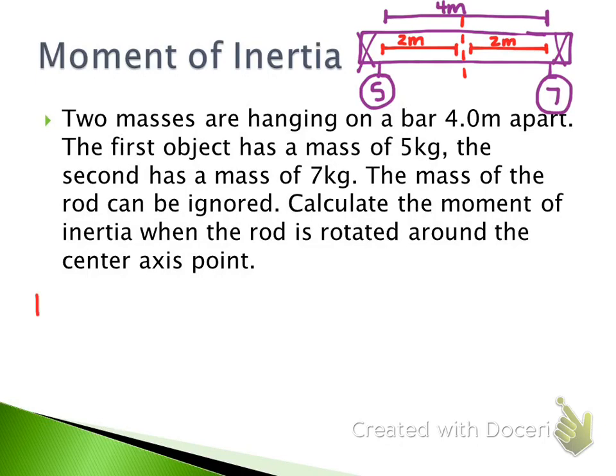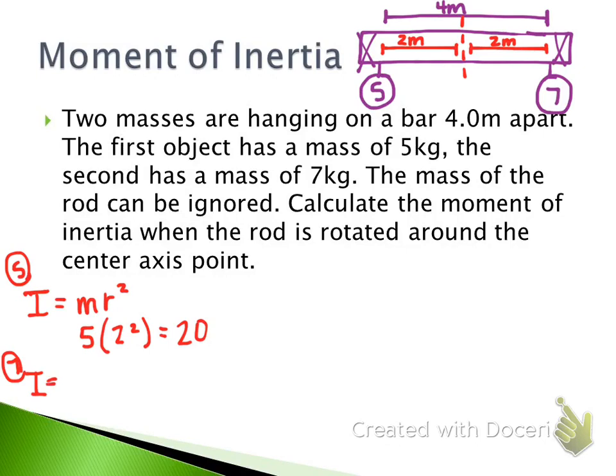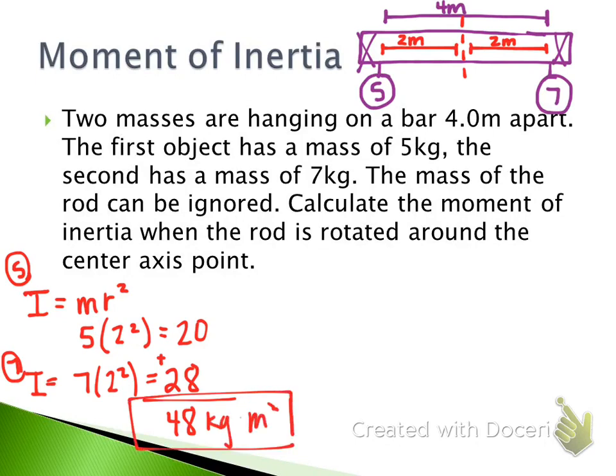So when we start looking at the 5 kilogram object first, moment of inertia is m times r squared. Our mass is already in kilograms, which gives us 20. If we look at the moment of inertia of our second object, and then add those two together, we get 48 kilograms times meters squared.